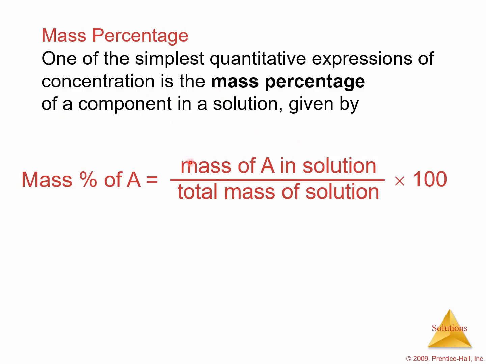is given by mass percent of A equals mass of A in solution divided by total mass of solution times 100. Now, we have abbreviated solution as soln. Percent means per 100, thus a solution of hydrochloric acid that is 36% HCl by mass contains 36 grams of HCl for each 100 grams of solution.